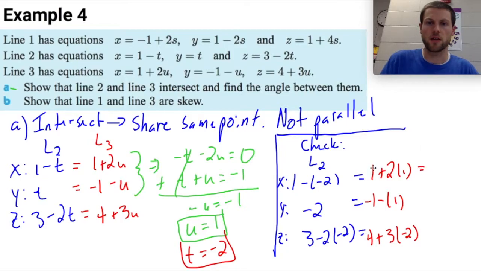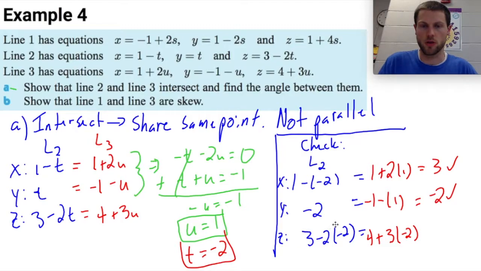And if I check this, see, this is 1 plus 2, which is 3. This is 3. That's good. They both equal 3. This is -2. This is -2. They both equal -2. That's good. This equals 3 plus 4, and this is 4. So let's see, 3 plus 4 is 7, and this is 4 plus negative 6.